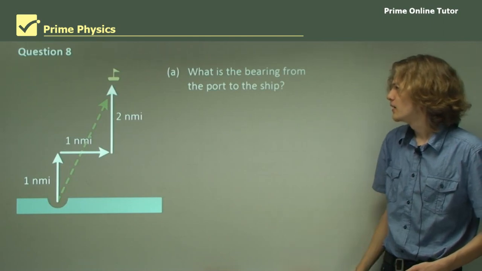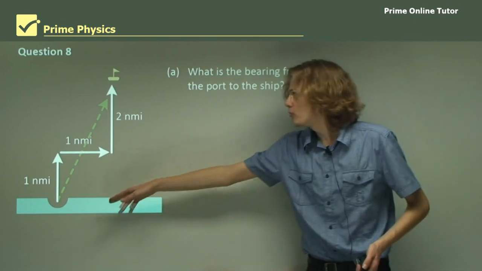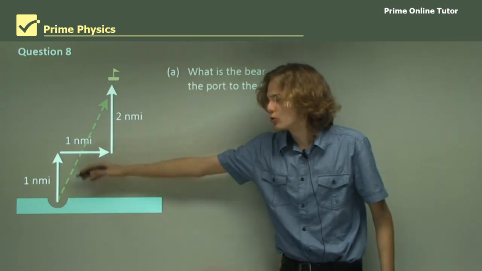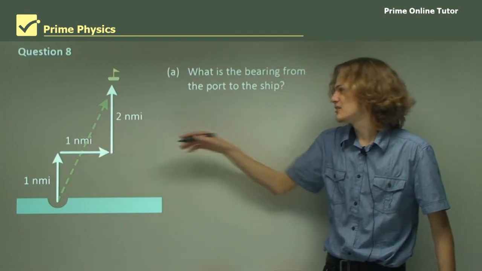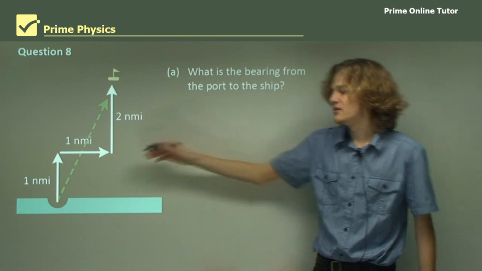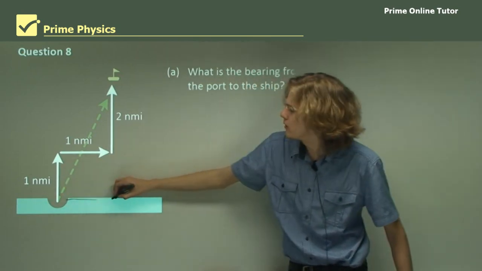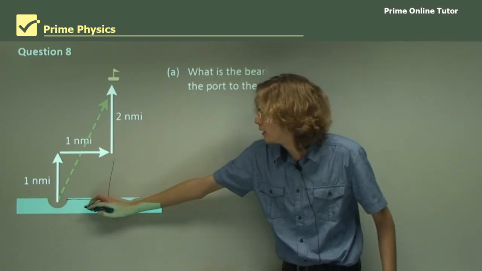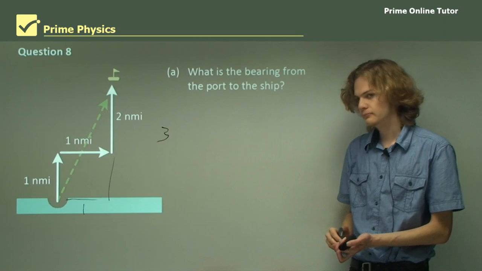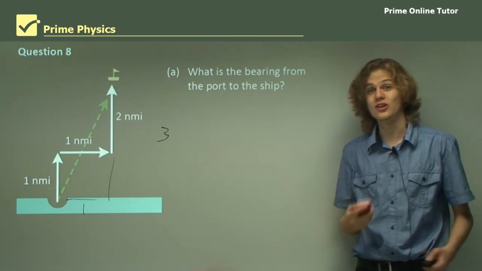Question 8. What is the bearing from the port to the ship? The port being at the bottom, the ship being at the top. We can see that the ship has moved 1 nautical mile north, then 1 east, and then 2 nautical miles north again. And so what we end up with is this green resultant vector. We can draw a bit of a right angled triangle here with side lengths 1 and 3 on this side here.